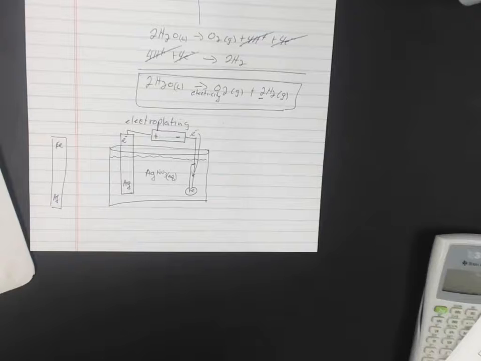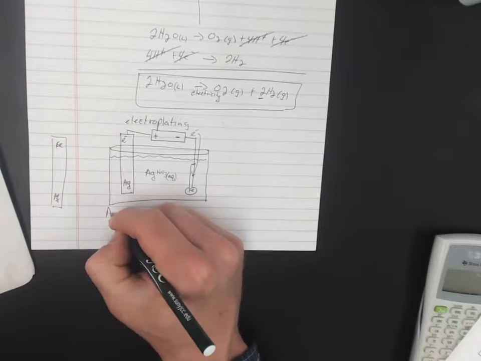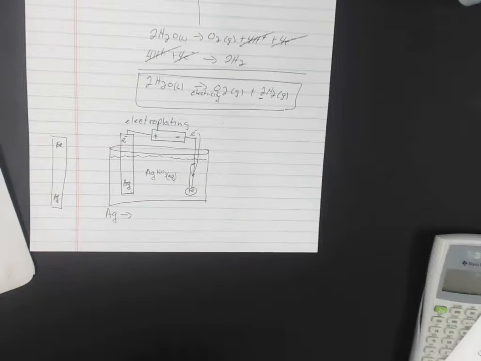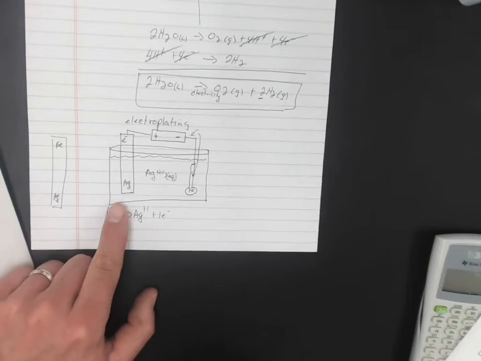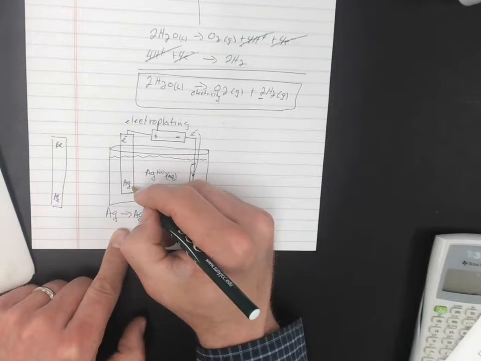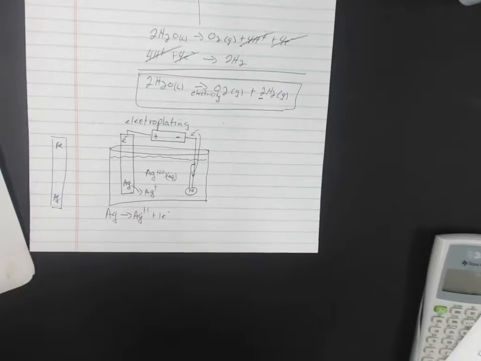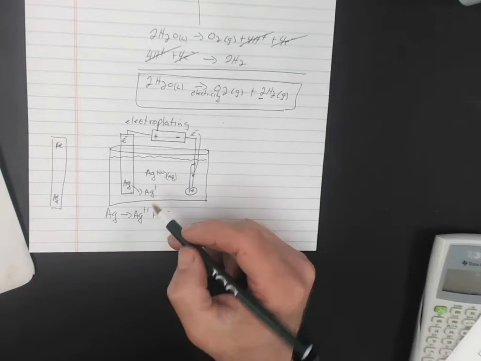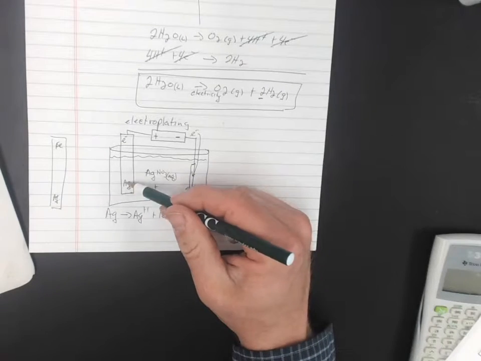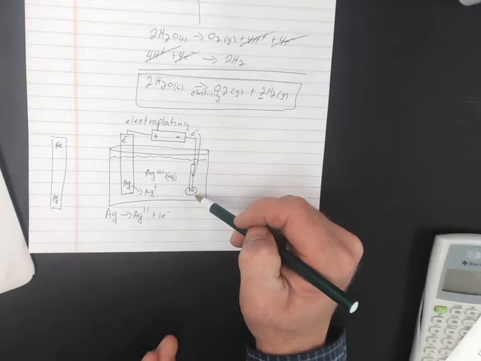Does anyone have in mind how the half reaction will look for silver? Yep. Ag yields Ag plus plus 1 electron. That is the half reaction that will take place, and the silver will actually turn into silver ions as it goes off the electrode into the solution. The electrons will go up and get basically pushed onto the iron spoon.